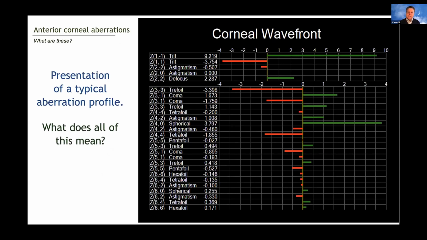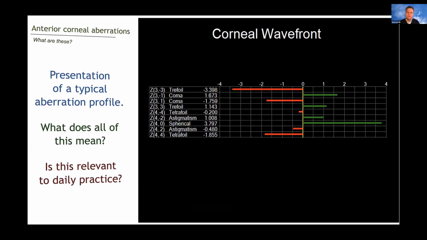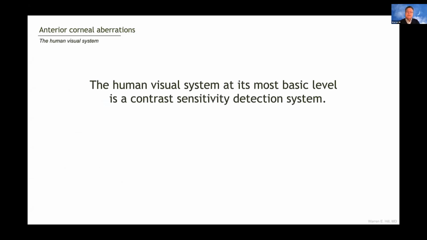In a few minutes, I'm going to make each of you an expert, so you'll be able to look at this and understand exactly what it means and how it impacts not only what the patient sees, but what their options are. The good news is that this is the only part that we really need to deal with, which are really third and fourth order aberrations. Is this relevant to your practice? Absolutely.